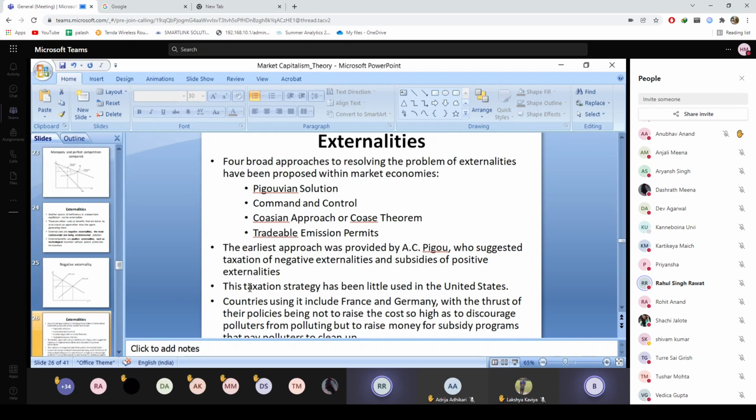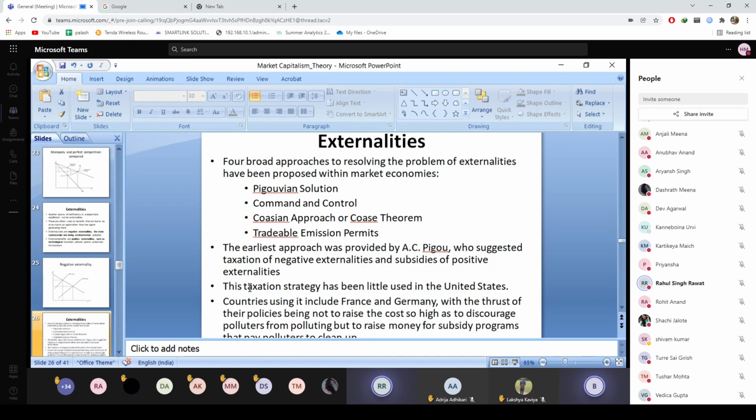Now, how do you address these externalities? How do you internalize these externalities? There are four broad approaches used to resolve the problem of externalities in market economies. One is the Pigouvian solution. The second is command and control, the third is the Coasian approach, what we call the Coase theorem, and the fourth is tradable emission permits. So now let us look at them one by one.